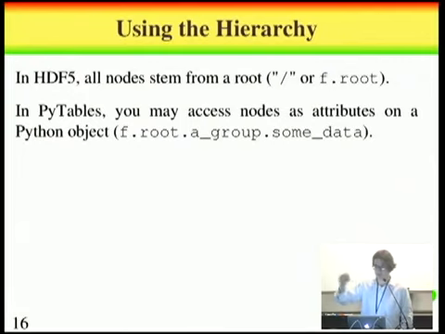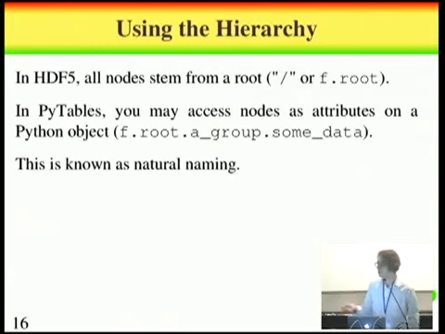You can access other elements of the hierarchy in PyTables much like you would access attributes on a class in Python, or exactly like that. So elements of the hierarchy become attributes of your Python objects. In this fictional example, you would go to the root group, and then from the root group you might have another subgroup, just called a group here, and then you might have an array called some data, and that would get you back that data. This is what's known as natural naming, right?